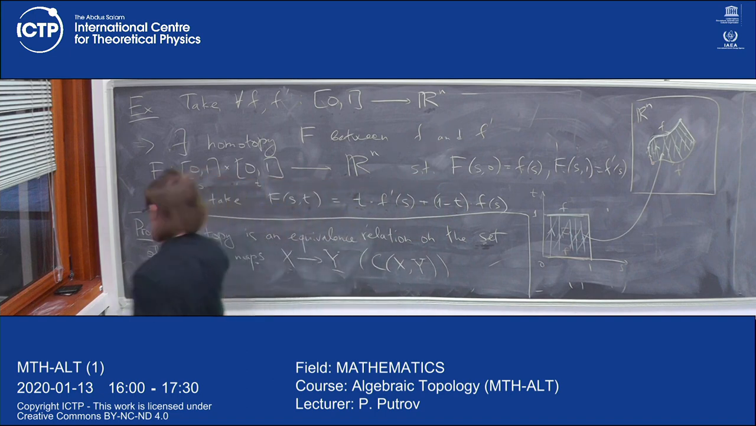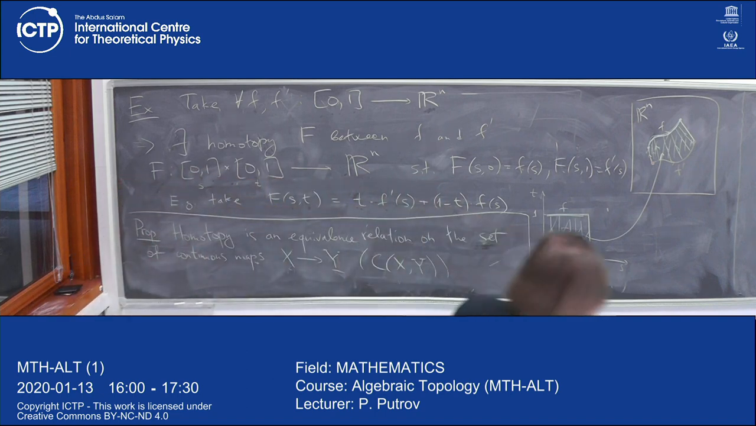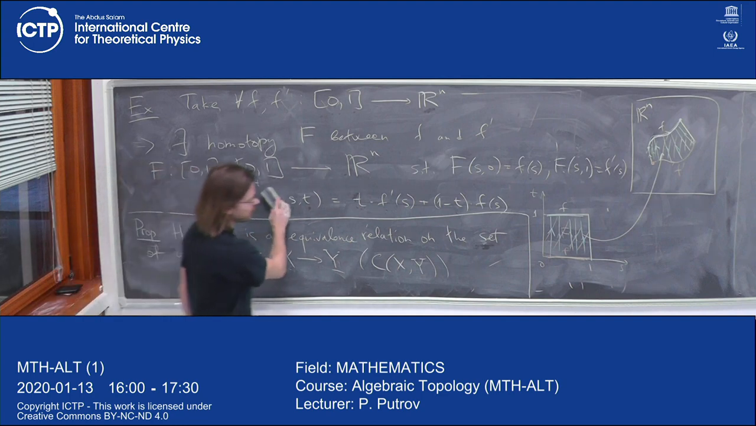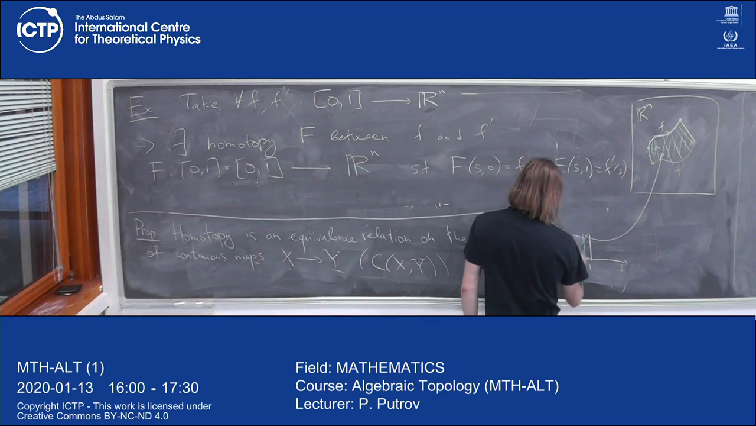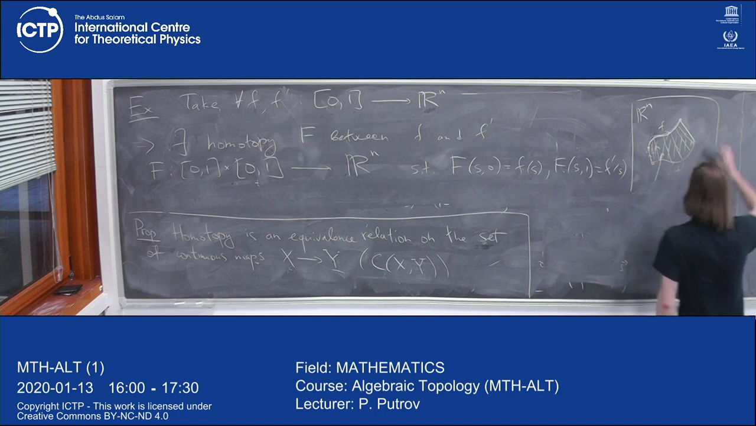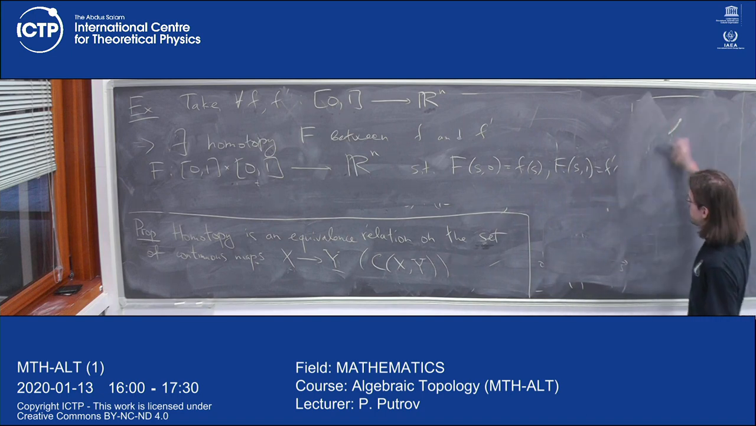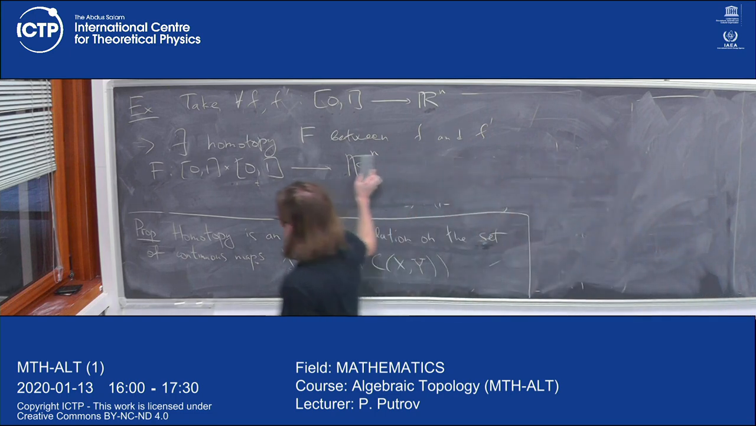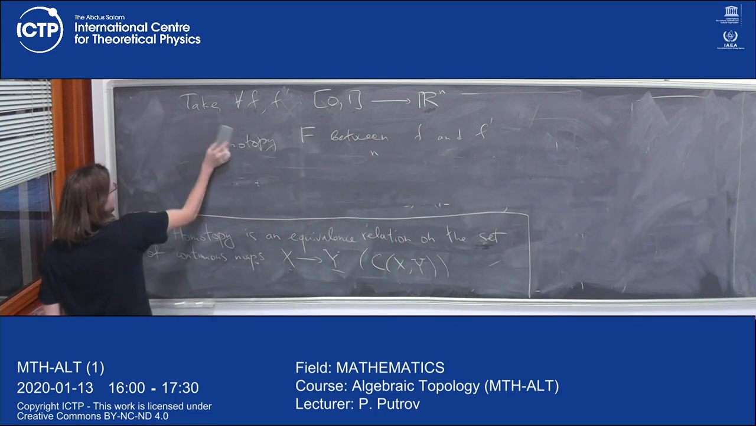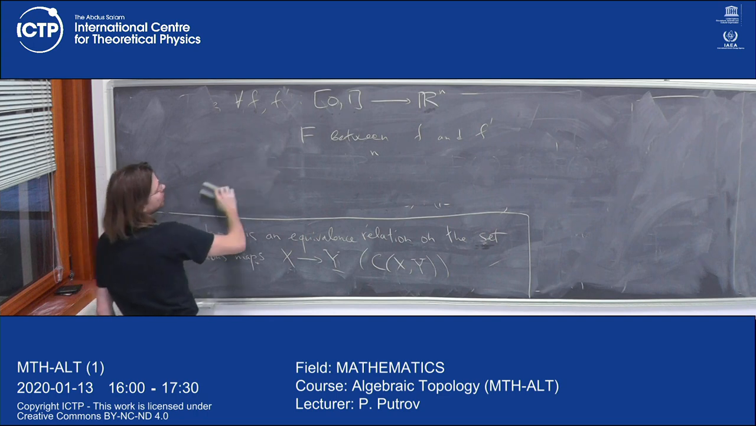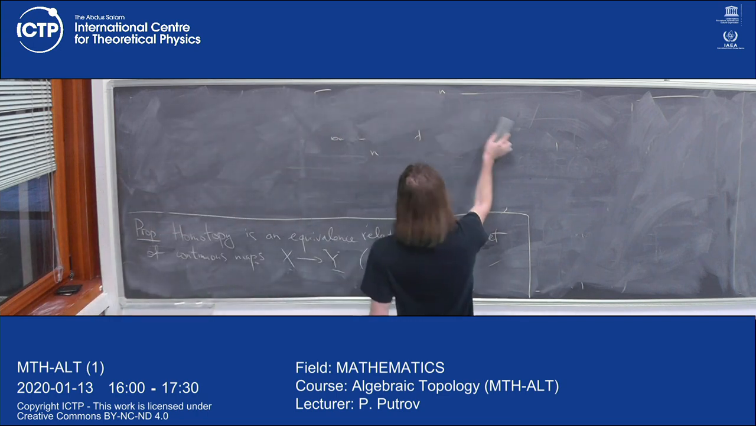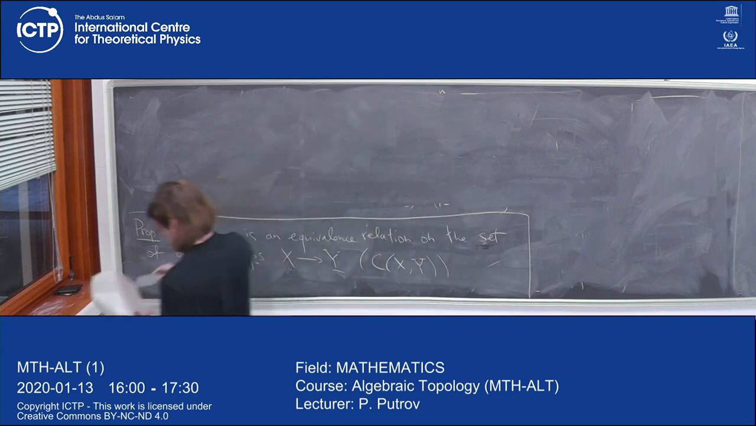So what do we want to check? We defined homotopy between maps as a binary relation between them, so we want to check that it satisfies all the axioms of an equivalence relation. We want to check that it satisfies reflexivity, symmetry, and transitivity.